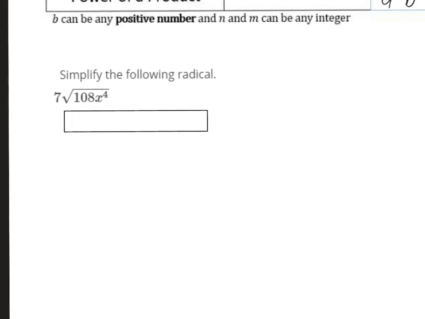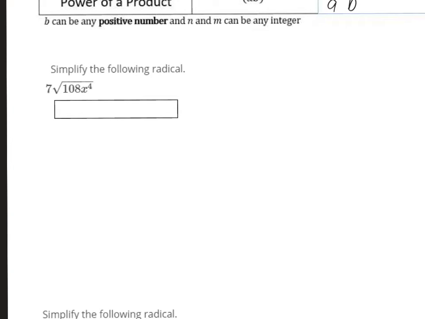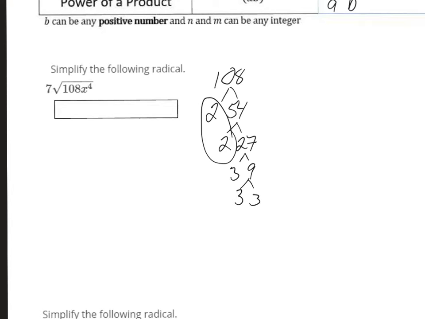Okay, for the second one, I'm going to go ahead and simplify out the 108. So I have 2 and 54. I have 2 and 27. I have 3 and 9, and I have 3 and 3. So I have a pair of 2s, a pair of 3s, and one 3 left over.